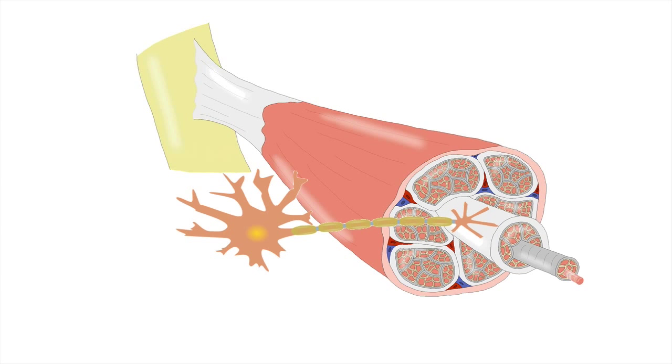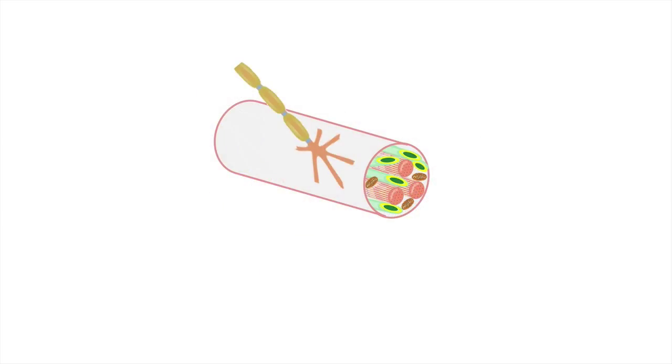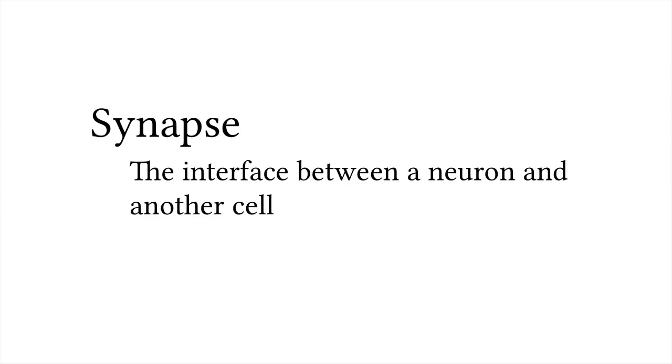The axon reaches the perimysium, which surrounds many muscle fibers. At this point, an axon branches out so that each branch reaches individual muscle fibers at a neuromuscular junction. Now, at this junction between the neuron and the muscle fiber, there's not an attachment. Rather, there's a very small gap. We call this a synaptic cleft. This junction is one type of junction between neurons and other cells of the body. The term for the interface between a neuron and another cell is a synapse.